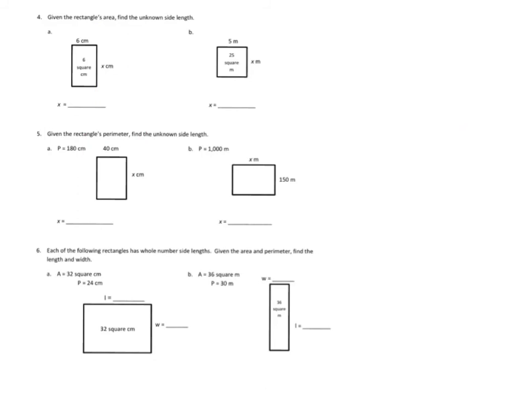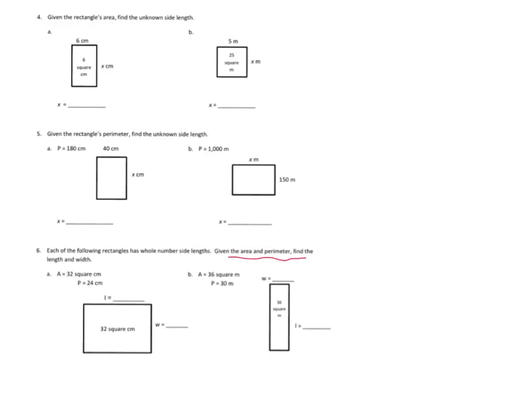Okay, we are moving on to number 6. On number 6, I'm going to do A with you, and you are going to do B on your own. So I just took out all of the other work that I've shown you because I'm going to need the room. So let's read what we have to do. Each following rectangle has whole number side lengths. Given the area and the perimeter, find the length and the width. Now we don't know what anything is. All we know is what the area equals and the perimeter equals.